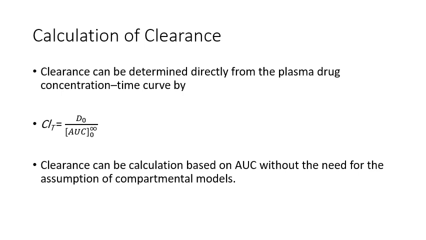Okay, we can use the area under the curve for the calculation of clearance. Clearance can be determined directly from the plasma concentration time curve by dividing dose over area under the curve from time 0 to infinity. It is important to consider time 0 to infinity. It's not acceptable to calculate area under the curve from time 0 to the last observed point and then use this value to calculate clearance. Clearance can be calculated based on area under the curve without the need for the assumption of compartmental models.